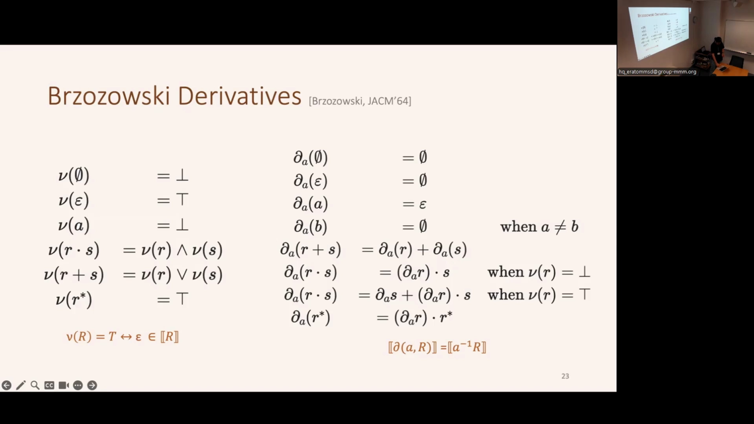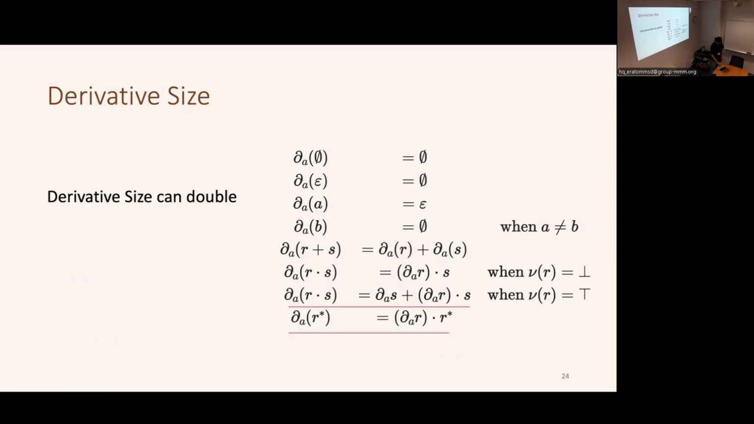Otherwise, it is possible that some of the words in the derivative, that is A inverse of R concat S, might come from derivatives of S itself. So we have two different cases over here. And this is interesting because when we write derivatives in this manner, we might double the size of the regular expression, because on the left hand side I had S once, and on the right hand side I have S twice.